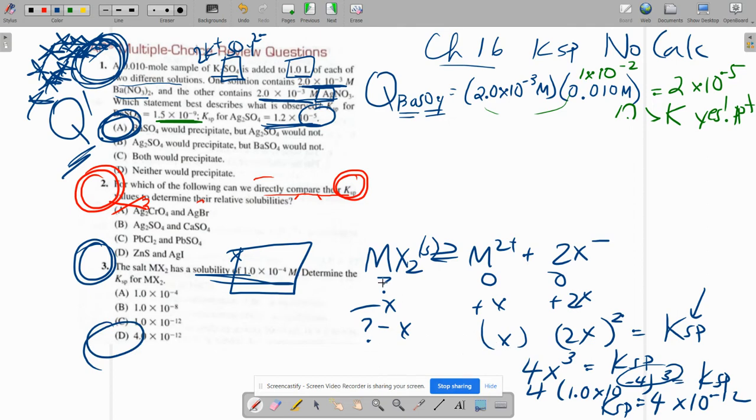So another really pretty easy one, but definitely relies on a little bit of mental math. Okay, so let's move on.